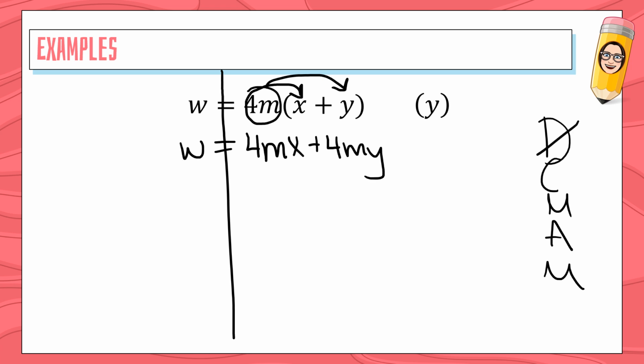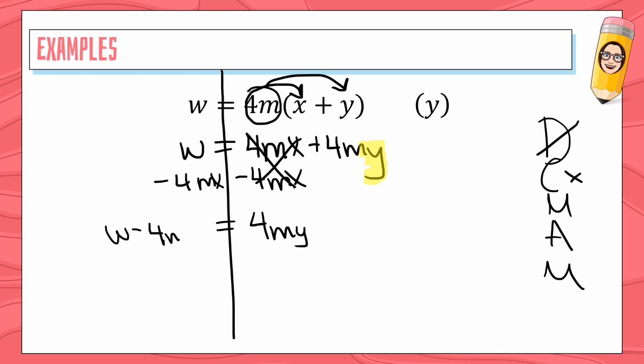Okay. Step 2, combine. Oh, I can't combine those. Those are different letters. Skip. Move variables. Yep, my y has to stay though. So I'm going to move, instead of positive 4mx, minus 4mx. Okay. This falls down. W minus 4mx.